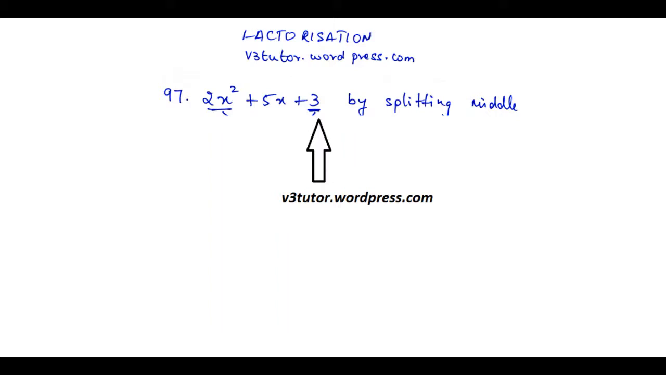Good afternoon. Today we'll see another problem from the chapter Factorization, and this problem corresponds to the 97th problem in the V-Cube Smart Cube workbooks on factorization. The problem is 2x squared plus 5x plus 3. This has to be solved by splitting the middle term.